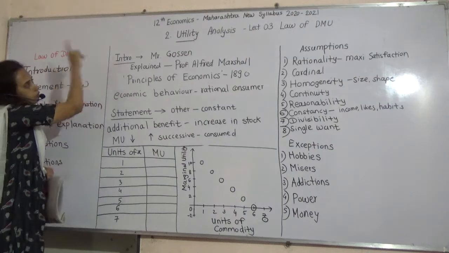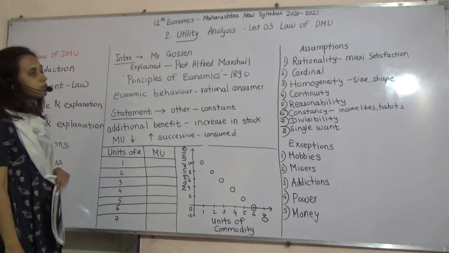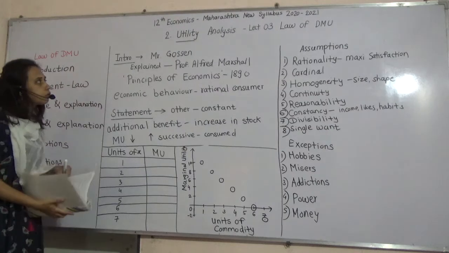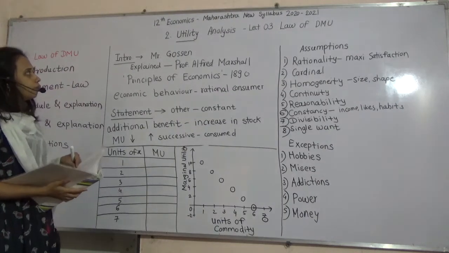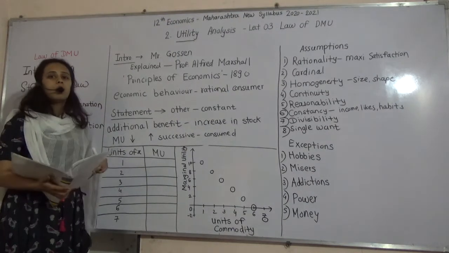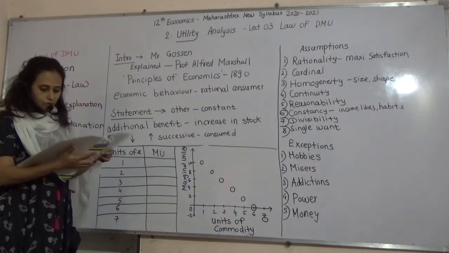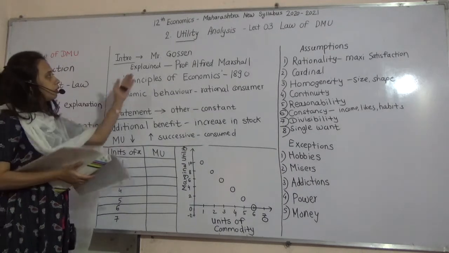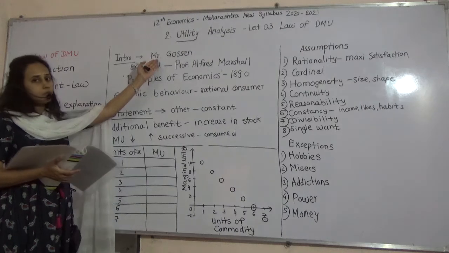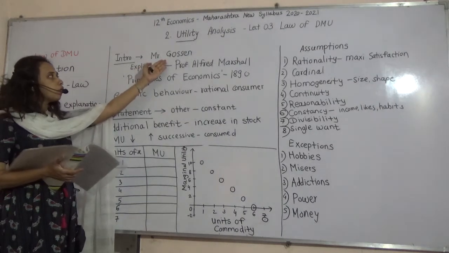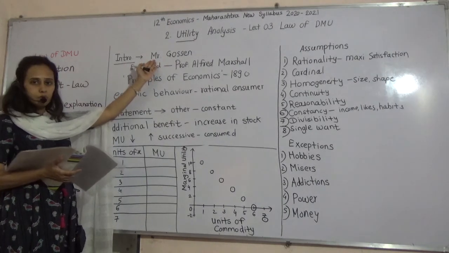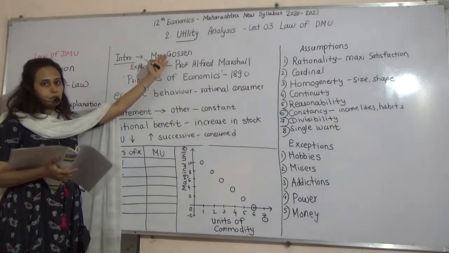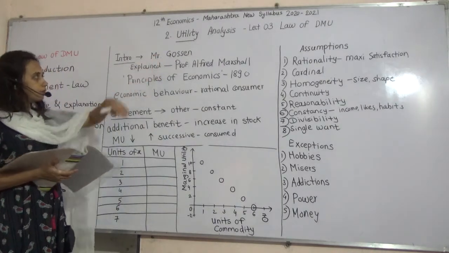Now see, what is the introduction of this law? This law has been introduced for the first time by Mr. Gossen. That's why it is also called Gossen's first law. Remember this name in the introduction. If you write his name, it will make a good impression. Who has introduced it? Mr. Gossen. Initially he introduced it, that's why the law is also called Gossen's first law.